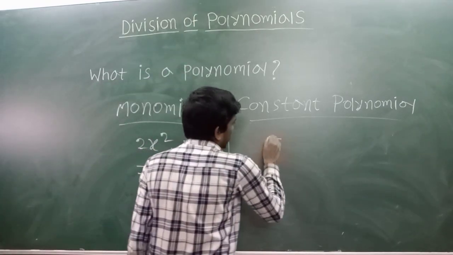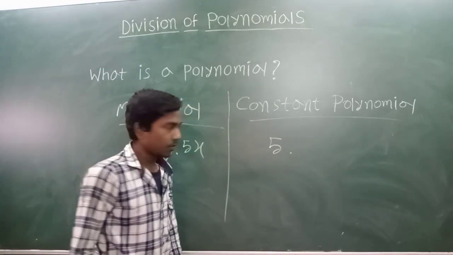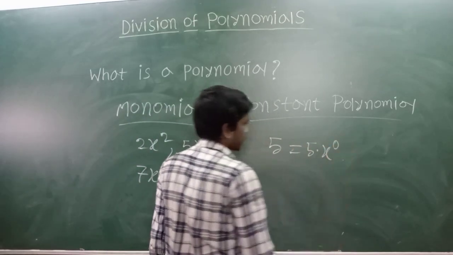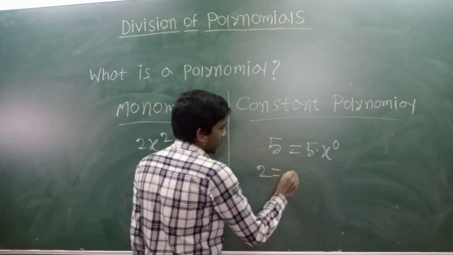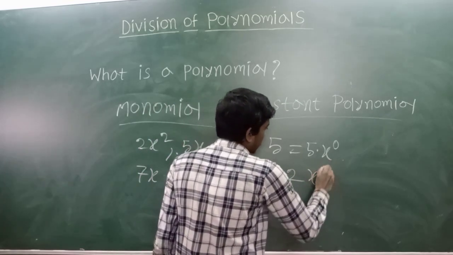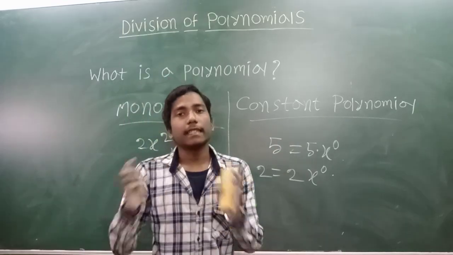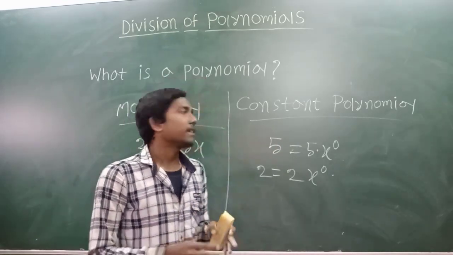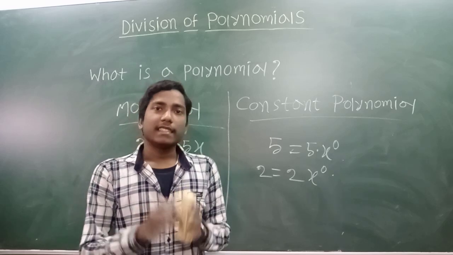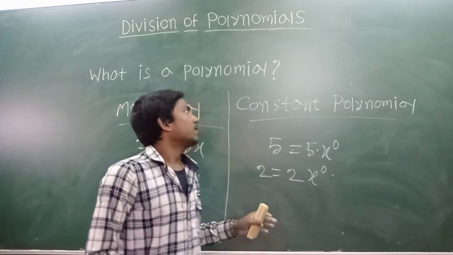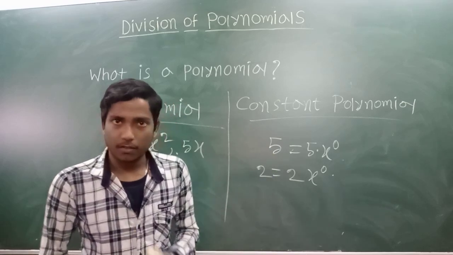It is very easy. Like number 5. We can write this as 5 into x to the power 0. Number 2 means 2 into x to the power 0. So constant polynomial is any real number. Any real number can be expressed as a polynomial, and this polynomial, since this is a constant number, is called a constant polynomial. Okay students.